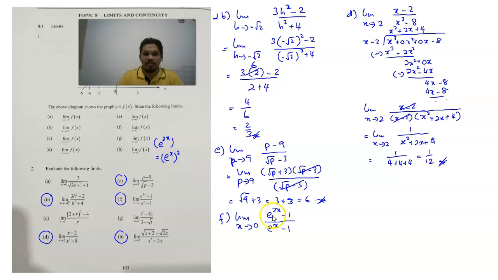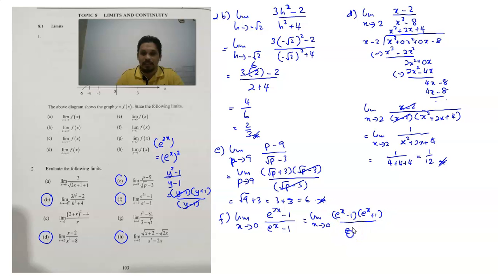So just imagine that we replace this with something else. It's just like (y squared minus 1) divided by (y minus 1). We factorize y squared minus 1 into (y minus 1)(y plus 1), divided by (y minus 1). So we're going to implement this here: the limit as x approaches 0 of (e to the power of x minus 1)(e to the power of x plus 1) divided by (e to the power of x minus 1).